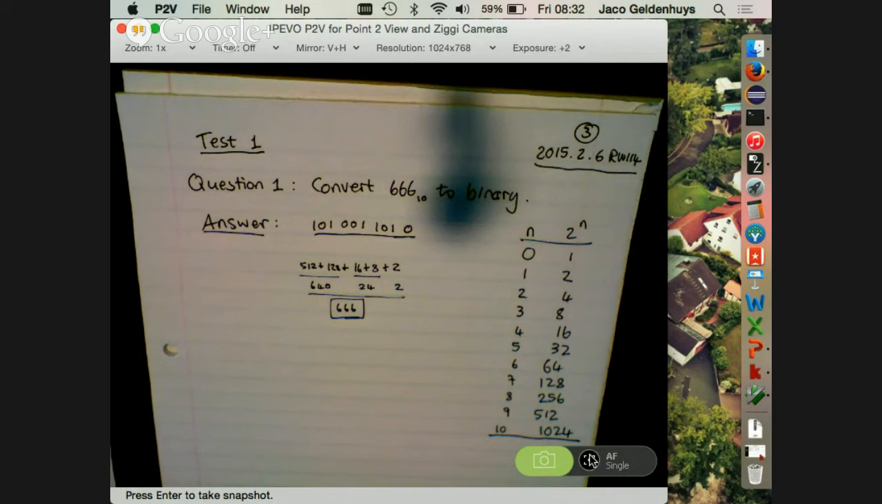There may be a faster way, but I'm saying the number is not very exciting. I mean, 666 sounds ominous. 101, 001, 1010, it doesn't have the same ring to it. Okay.